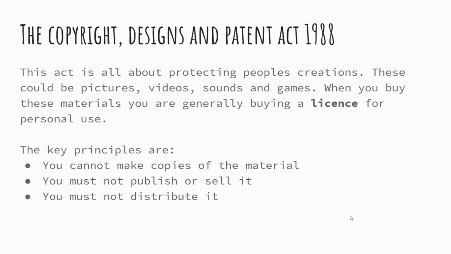And there are a few principles in this act, to keep it quite simple. In short, you can't make copies of any of the material. Once you buy a song, a film, or anything like that, it's illegal for you to make a copy of any of the content. With that, it's also illegal for you to publish it. So if, for example, you bought a new film on Blu-ray, you can't then make a copy of it, store it on your computer, and then post it on YouTube. That would be illegal. And equally, you're not able to sell it on. And again, you mustn't distribute.